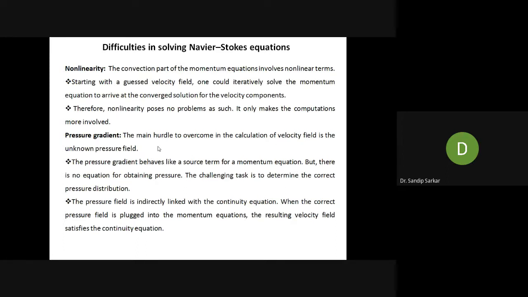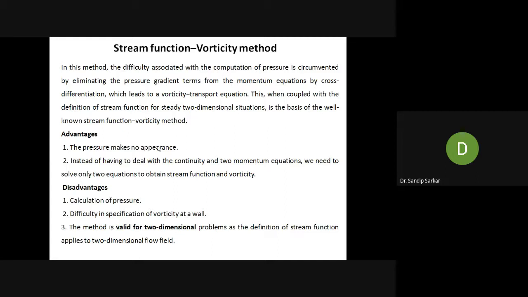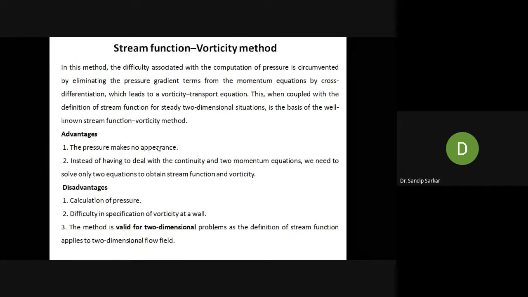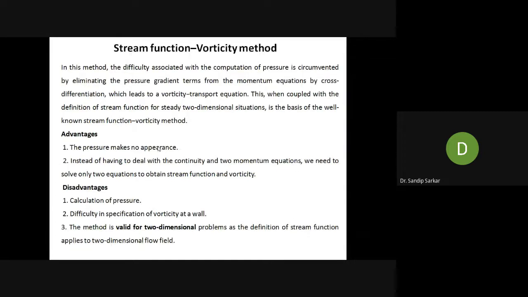The most popular method employed in solving the velocity distribution, or for the solution of the Navier-Stokes equation, is called the stream function vorticity method. It is the stream function and vorticity method. With the application of the stream function and vorticity method, we are able to solve the velocity distribution inside a domain without having a special equation for the pressure.